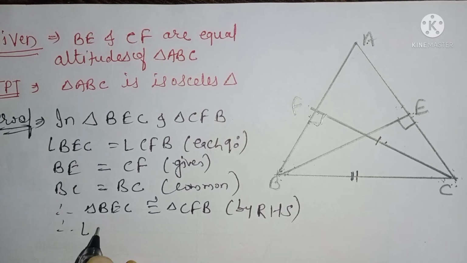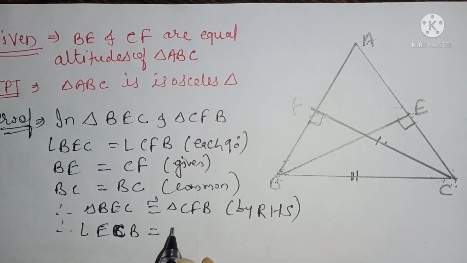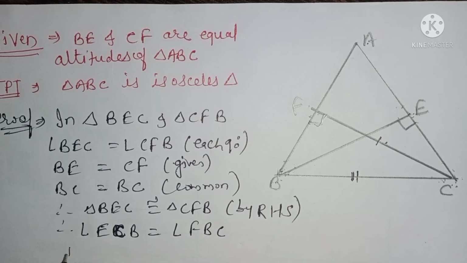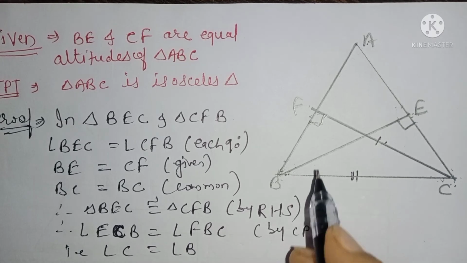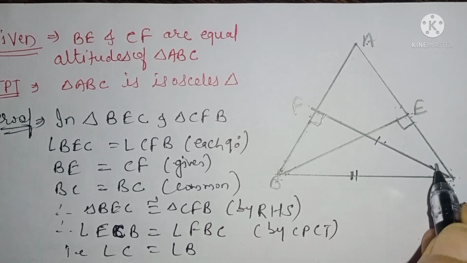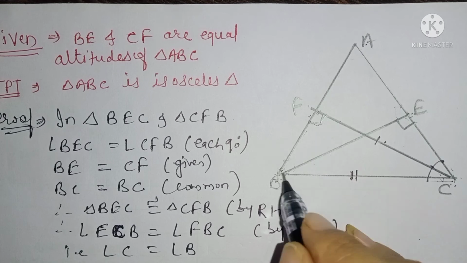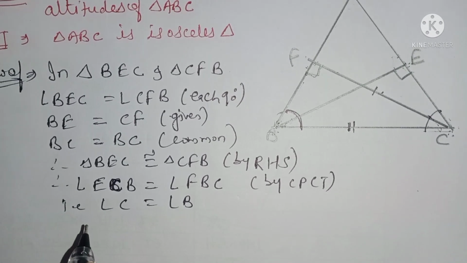And therefore angle ECB is equal to angle FBC. That is angle C is equal to angle B by CPCT. आपने ये दो ट्राइंगल प्रूफ किए हैं ना, तो हम यहाँ से बता सकते हैं कि ये ECB ये वाला एंगल और यहाँ से ये FBC, मतलब ये एंगल दोनों इक्वल होंगे. That is, B is equal to C.